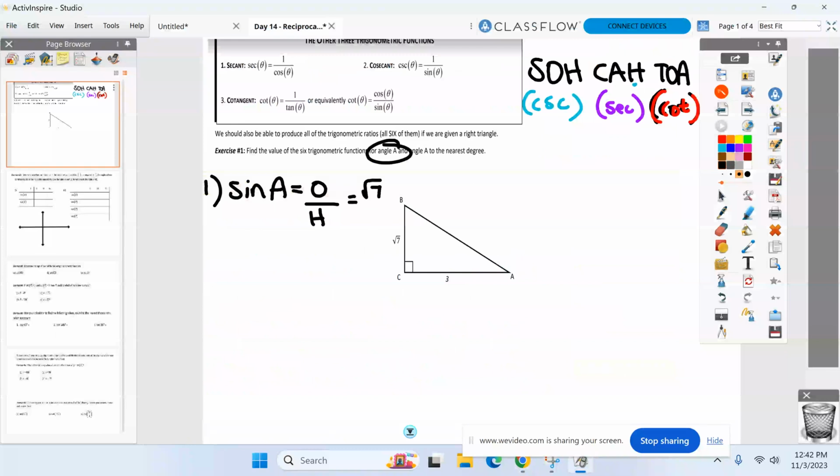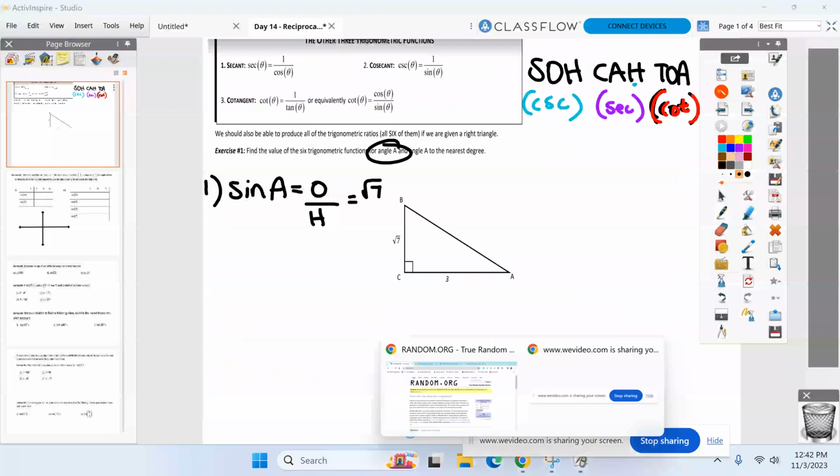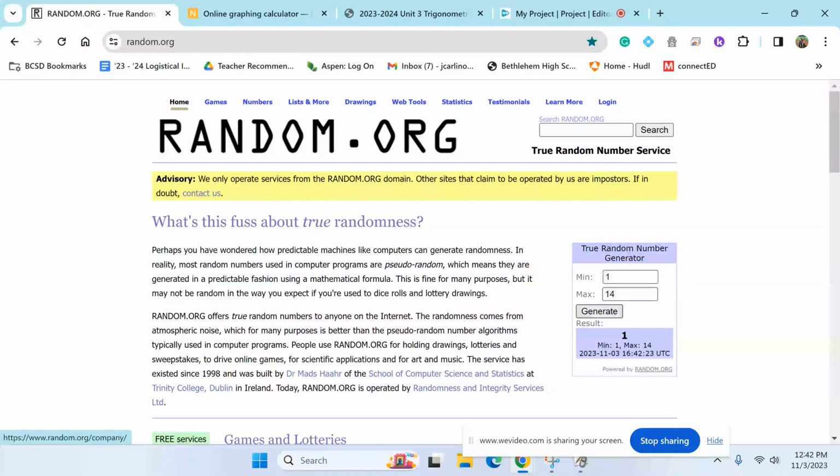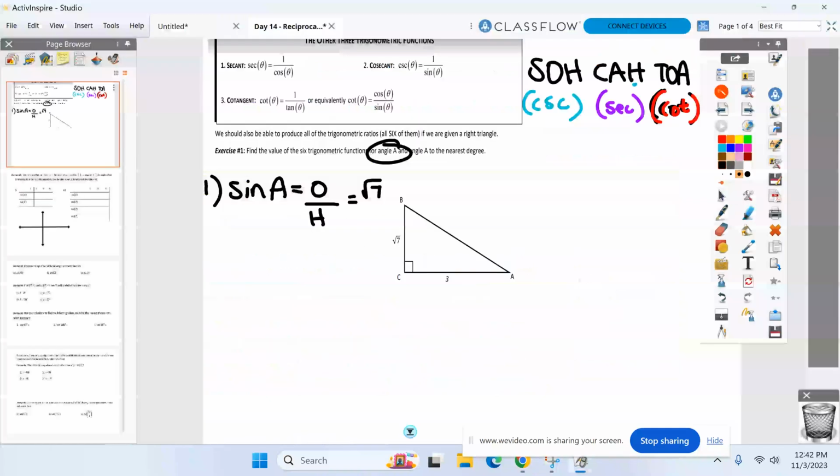Pythag. Yep. Tell me what Pythag's going to look like before we find the side. Max, what's Pythag going to look like? Radical 7 squared plus 3 squared equals x squared. Perfect. Go ahead, kids, figure out what that's going to be.